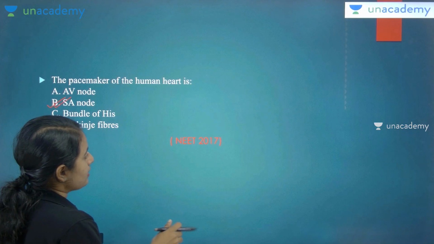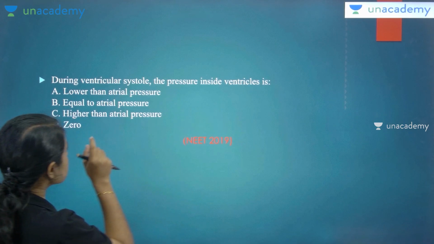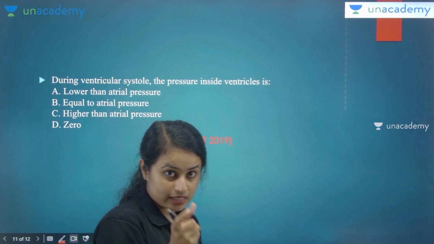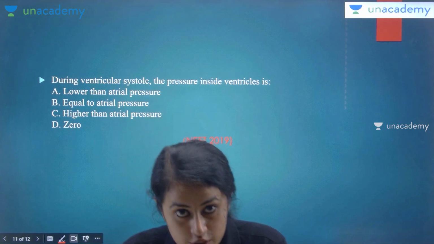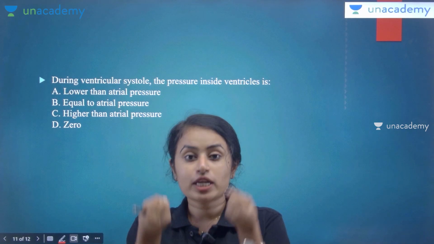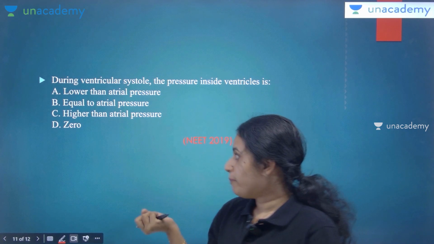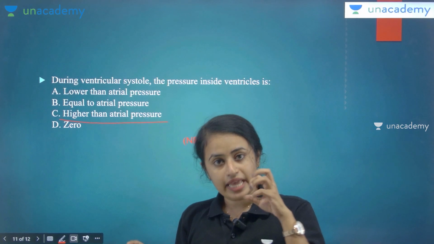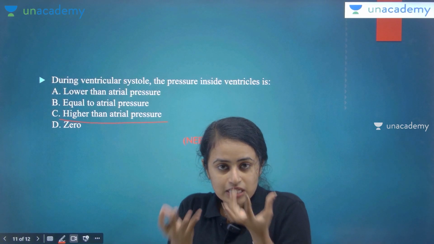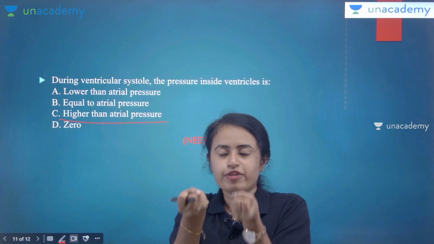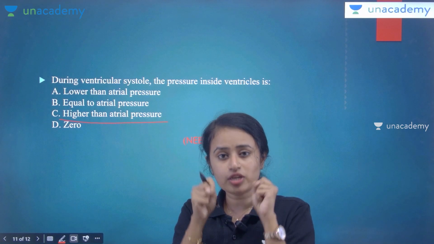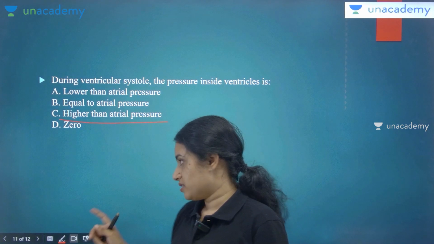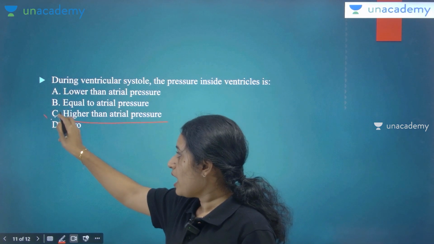Very simple. And the second one: during ventricular systole, the pressure inside the ventricle. We know that ventricular systole is a very important pumping phase, so in the pumping phase it is higher than atrial pressure. In atrial systole, it is not that much. So the pressure during ventricular systole is much more than that of atrial systole. Clear? So C is the answer.